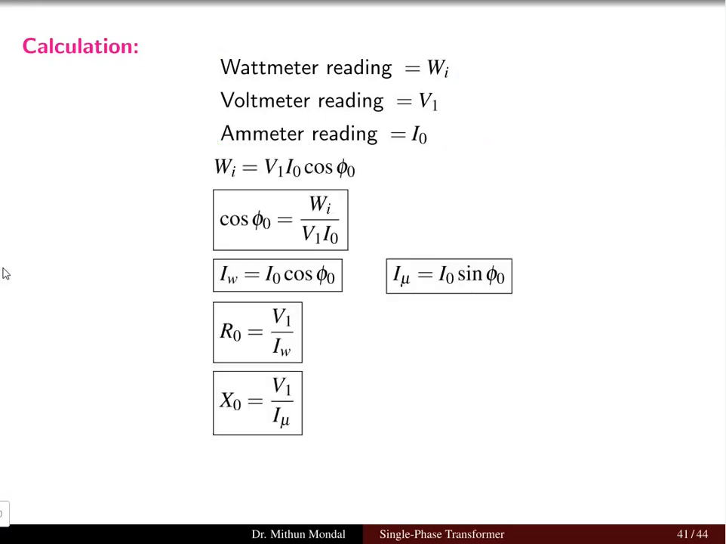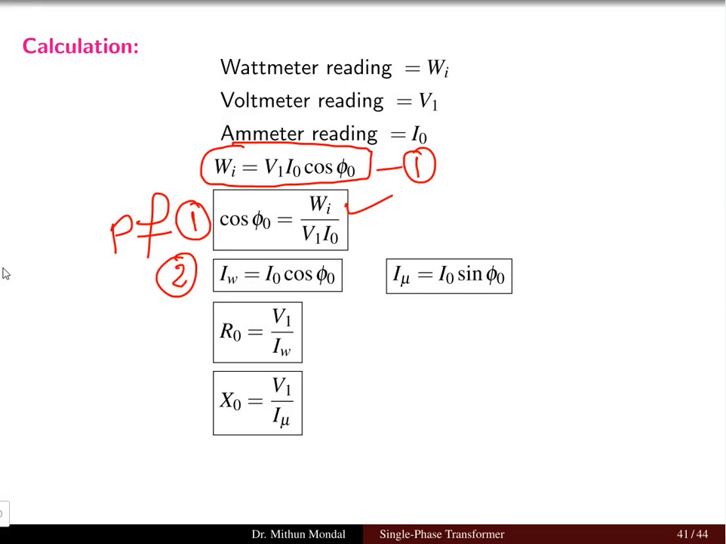We know that the iron loss is given by Wi = V1 I0 cos phi naught. Hence, first we will determine the power factor. The power factor will be, from the first equation, Wi by V1 I0. Hence, we can find IW and I mu from the phasor diagram. We have discussed this in the first lecture.